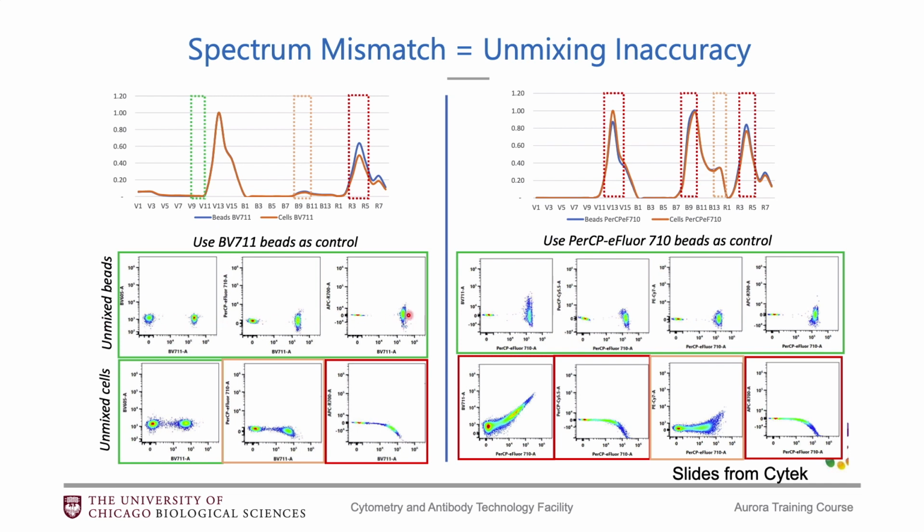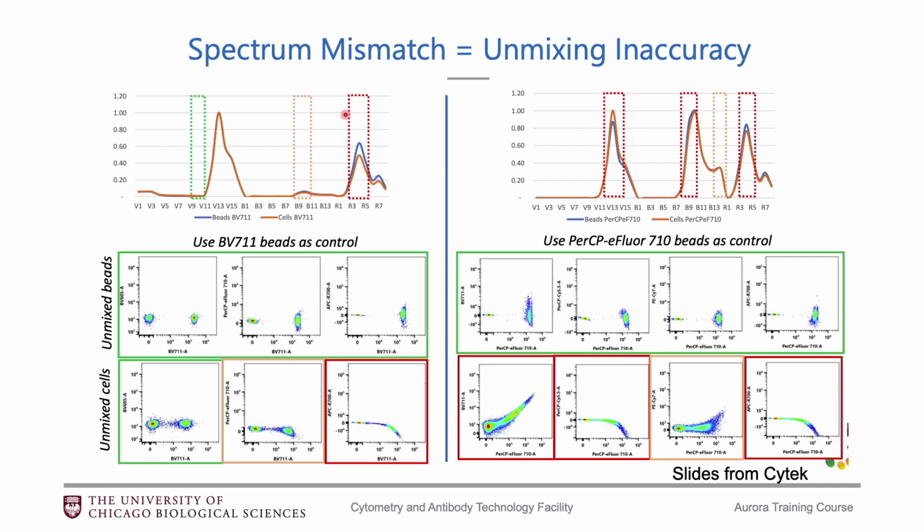This looks great. But if we look at how well the beads unmix the cells, it did not do as well. Particularly this one here does not look great. It looks like it's overcompensated. Instead of compensation, we're doing unmixing, so we generally tend to say this looks overcorrected.